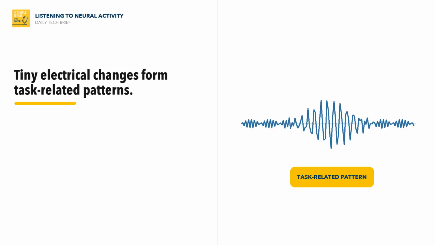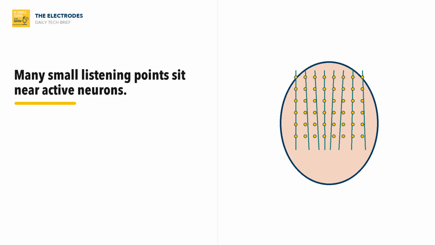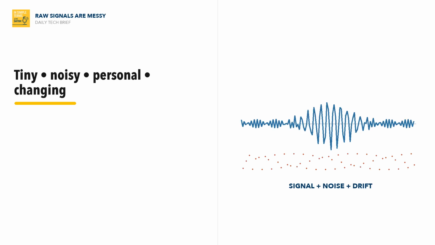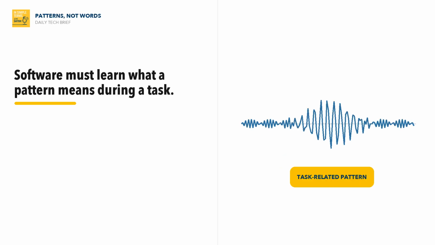Your brain cells communicate partly through tiny electrical activity. An implanted brain chip places small listening points near some of those cells. Those listening points are called electrodes. They can detect small changes in electrical activity. But the signals are tiny, noisy, and personal to that user. They are not sentences. They do not say, I want to open this app. They are patterns. The system has to learn what those patterns usually mean during a task.